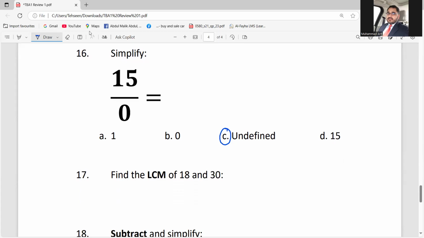This question can be like this as well. As it is 15 divided by 0, that is undefined. If there is 0 in the numerator, meaning 0 divided by 15, then the answer will be 0. If it is 15 divided by 15, a number divided by itself, that will be 1. And if we divide 15 by 1, that will be 15. These 4 possibilities can be there, okay. It's not necessary that it is 15, it can be any number. Any number divided by 0 is undefined.